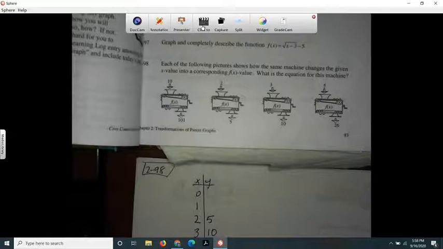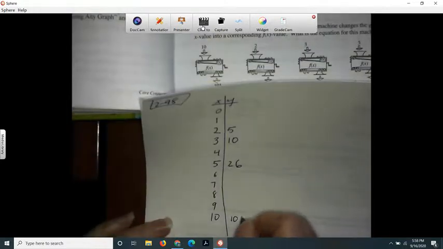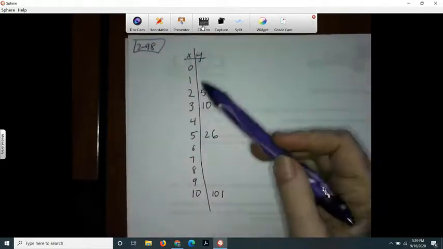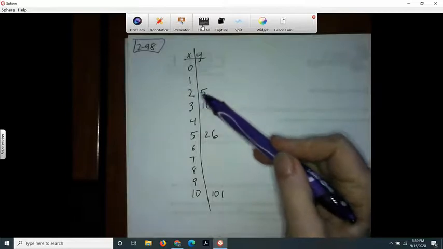And then when I put in a 10, I get 101. So I've written down all the numbers, so we don't need this book anymore. We'll move it. And now I'm trying to think of an equation such that if I put these numbers in, I would get this number out.